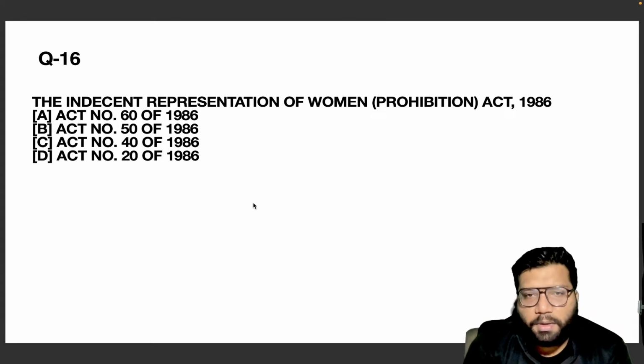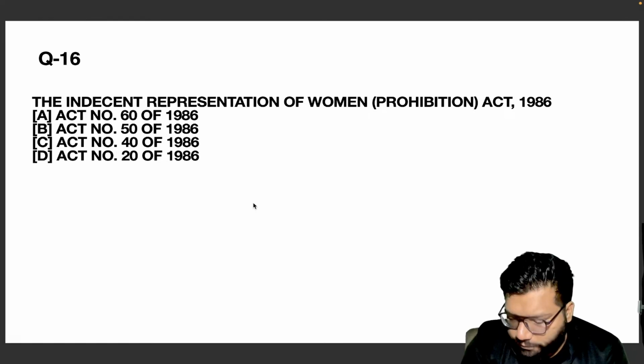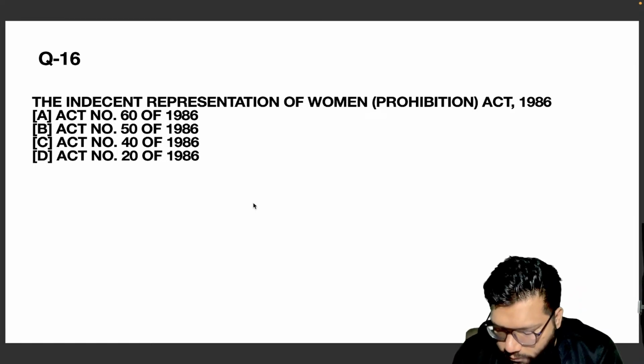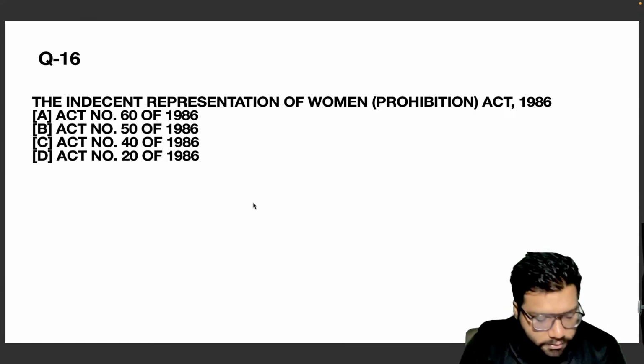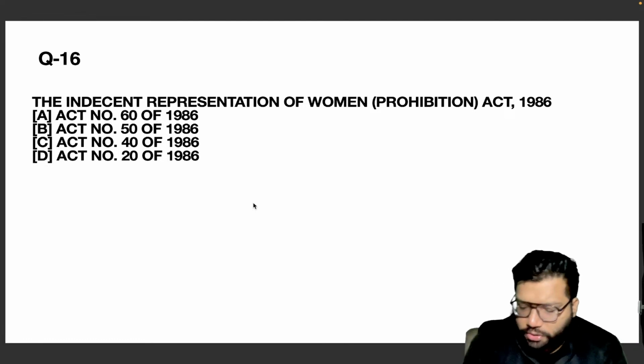The Indecent Representation of Women Prohibition Act 1986. Choose the most appropriate option. Act number. Siddharth, only student to answer this correctly. Aprajita and Vandana, please correct yourself. This is Act number 60 of 1986. So A is the correct answer. Pratyush Kumar, correct answer.